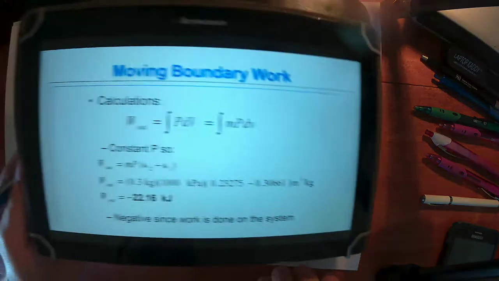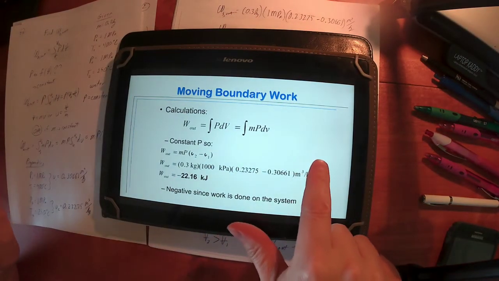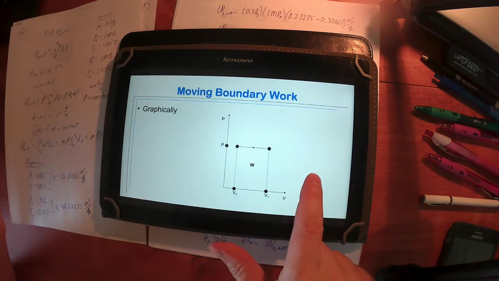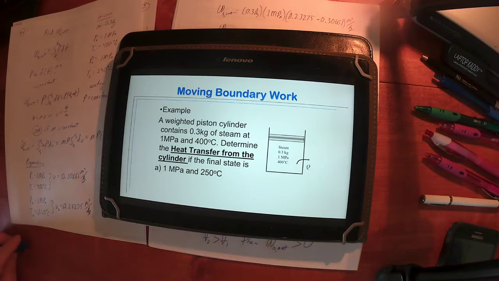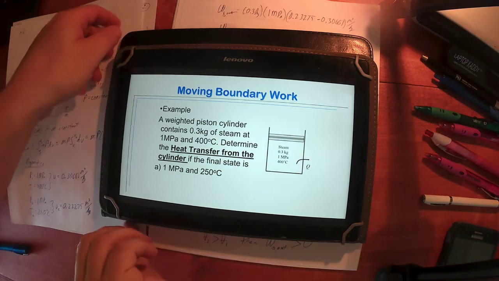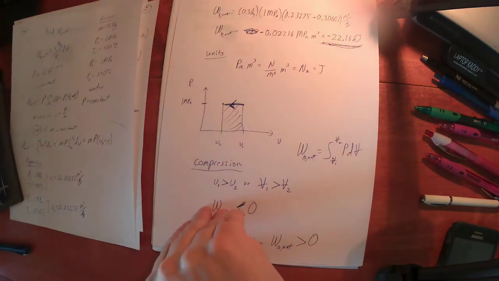Right? So these are my notes. Graphically, we've already drawn this. So if this was an actual test problem, this is probably what it would look more like. This is just an additional step. I've got a weighted piston, same steam contained in a weighted piston, 0.3 kilograms, initial pressure and temperature, determine the heat transfer from the cylinder given the final state. Okay, so let's work this one.